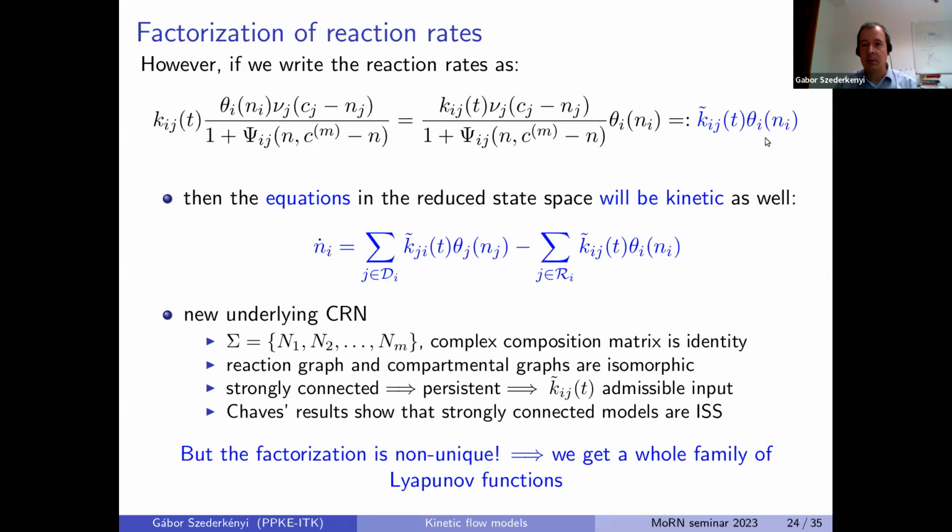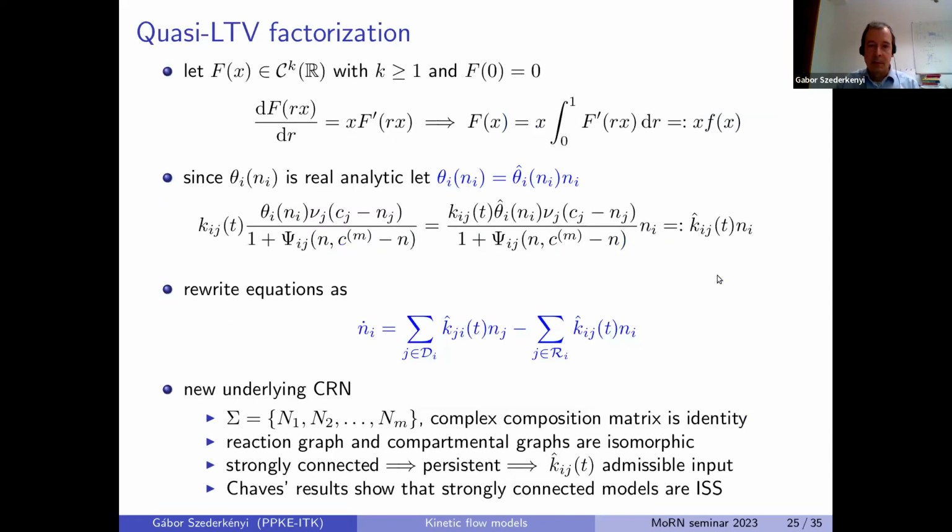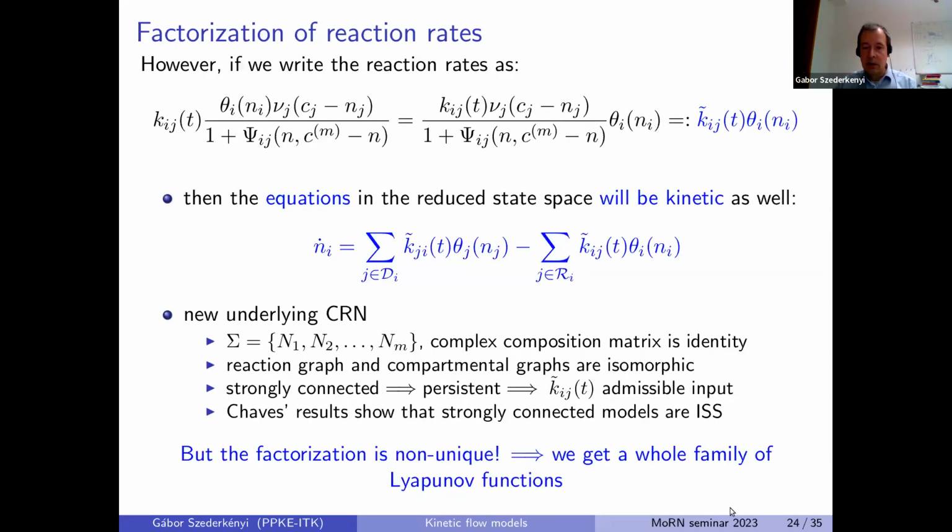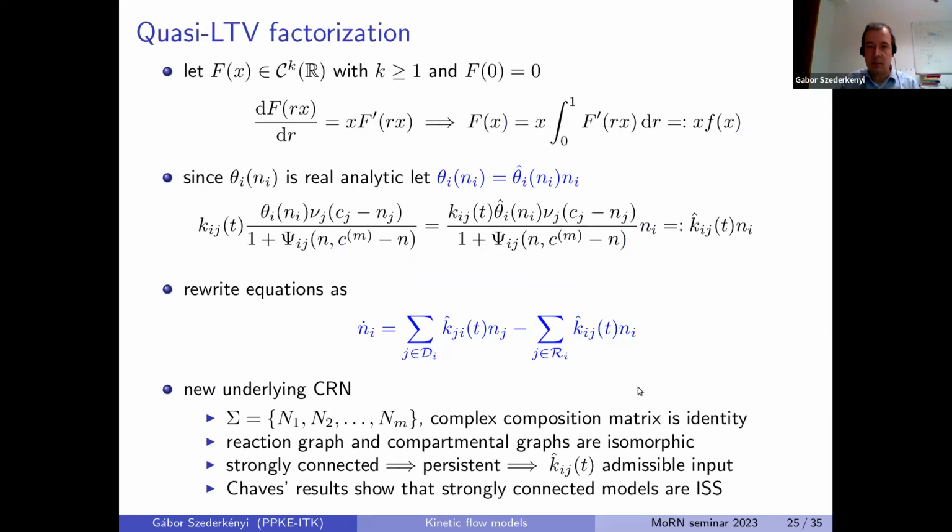So this is one possible factorization. We pick this theta and put all the other terms into the time varying coefficient. But we can try to factor out not a function of n, but n itself. And this will give another factorization, but we can also prove the input to state stability. And this also means that we have a whole family of Lyapunov functions, different Lyapunov functions for different factorizations, but all of them are good for proving stability.